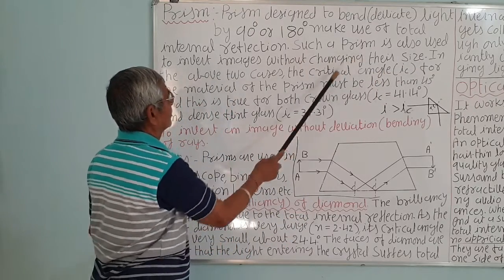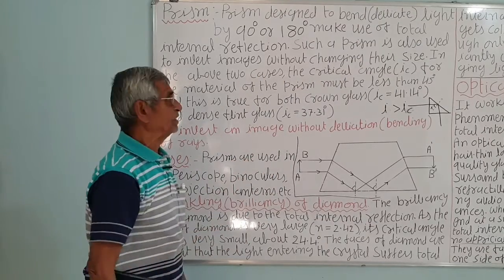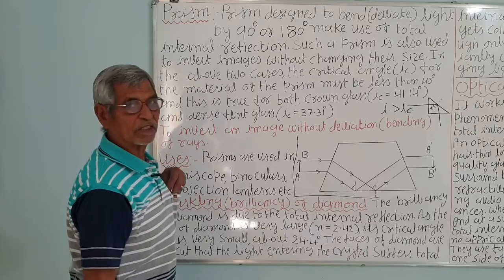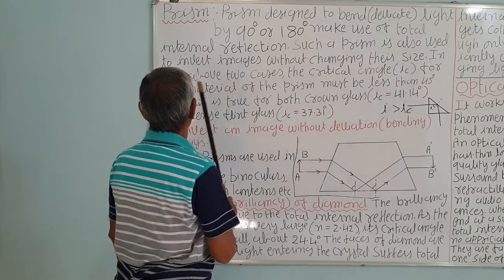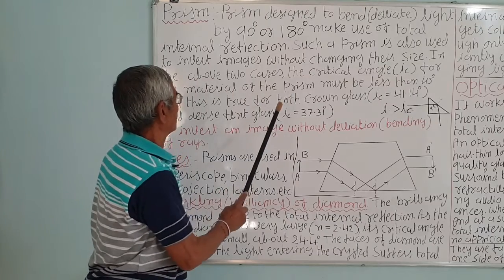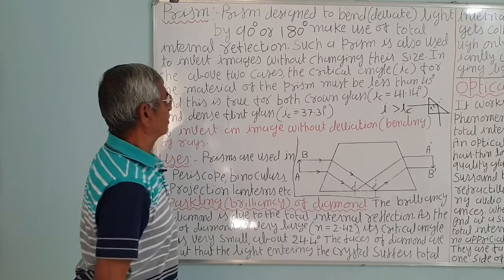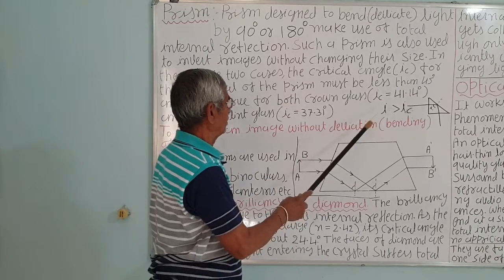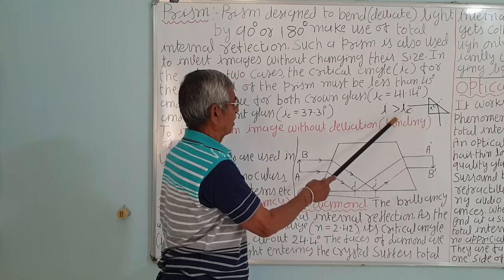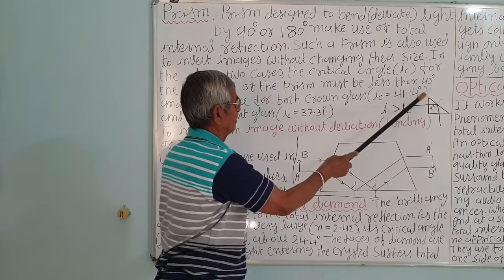Such a prism is also used to invert images without changing their sizes. There is no magnification, but it changes the direction. In the above two cases, the critical angle IC for the material of the prism must be less than 45. The IC must be less than I. Correct? I is 45. Correct?